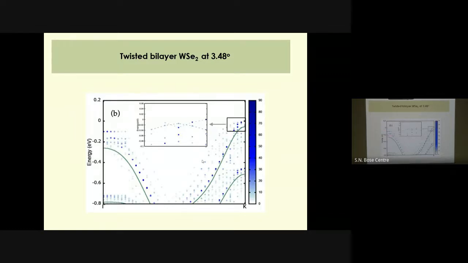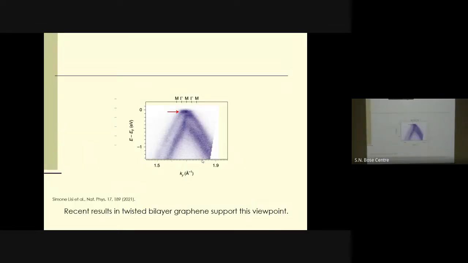At gamma point, you have some bands which are dispersionless. However, gamma point is not of so much interest because the valence band maxima is now at the K point, which is much higher. And if you zoom in this region, you seem to be seeing two bands over here, which are crossing at this point. I'll come back to this.